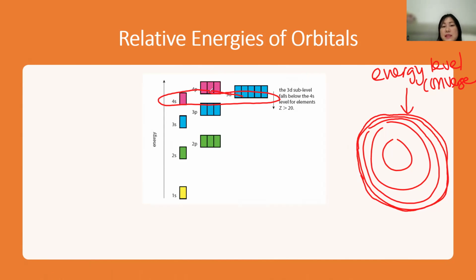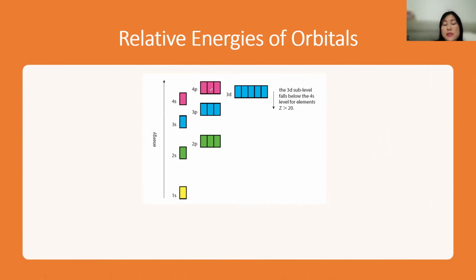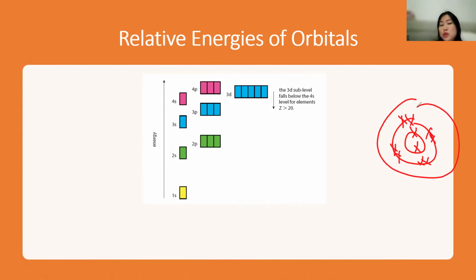Okay, so let me clear up the drawing first. When we are filling the electrons into the orbitals, just like in the good old days when we were drawing the shells, we fill the inner shells first, then we fill the outer, and then we move on to the next one, and so on. So it's the same for orbitals. When we are filling them with electrons, we will fill the lower energy first.